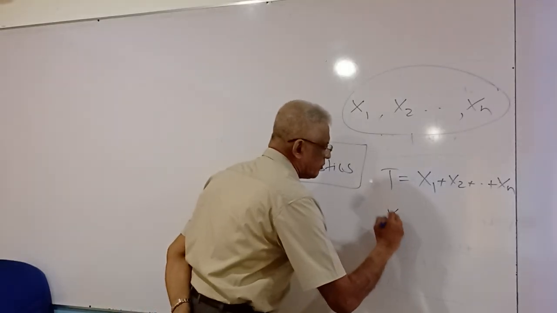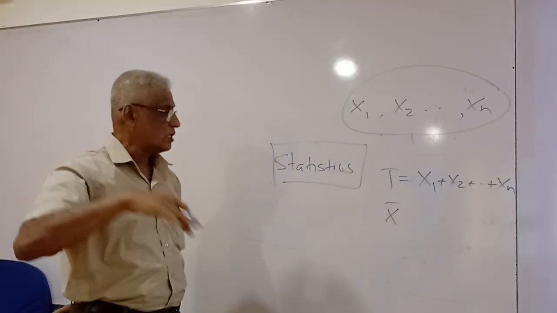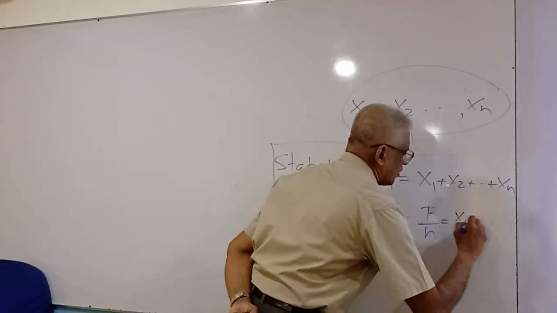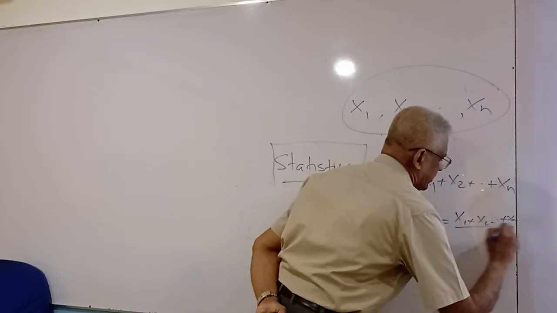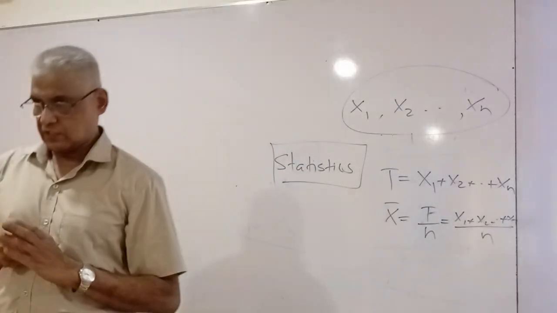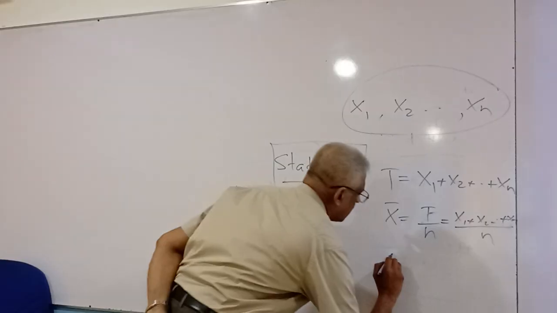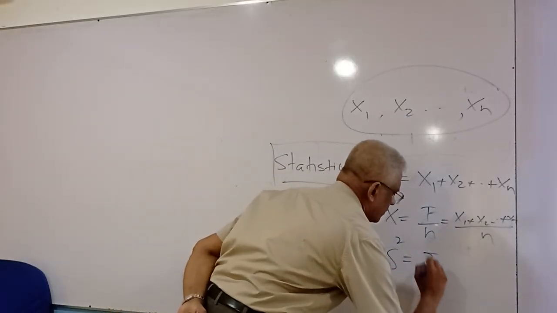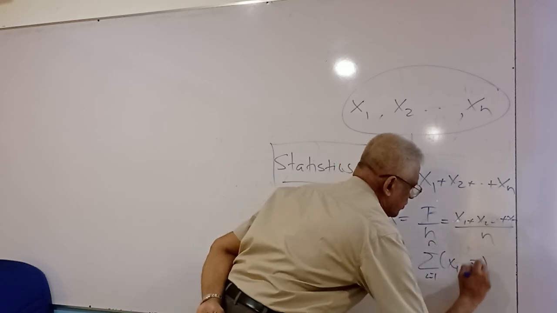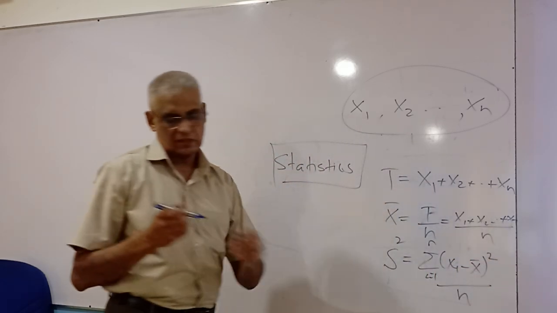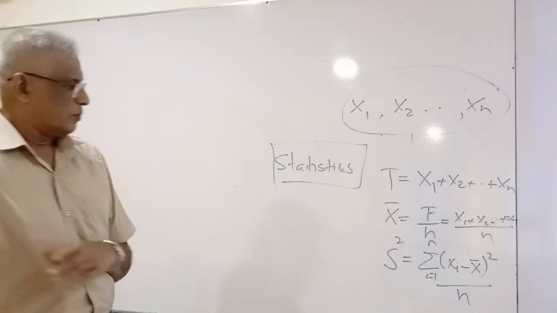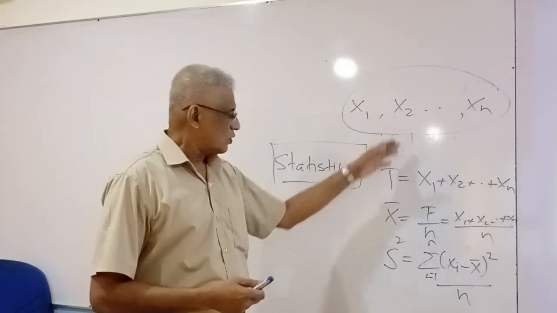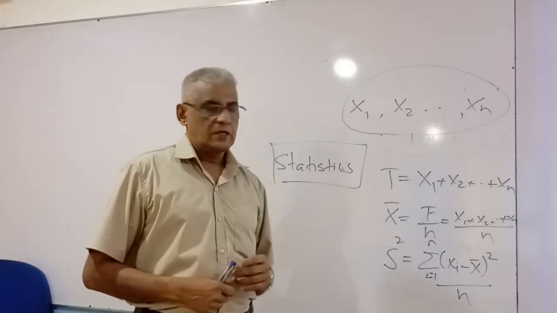We talk about the sample mean, not the population mean, sample mean. That is t divided by n. Right? So that is x1 plus x2 plus up to xn divided by n. So that is also a statistic. We talk about sample variance. Usually we write it like this: the sum of xi minus x bar squared, divided by n. Some people use n here, some people use n minus 1. But in the book they were using n here. So that is also a function of the data. So all these are statistics.